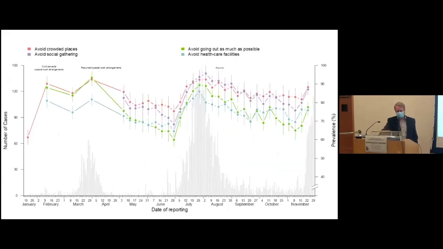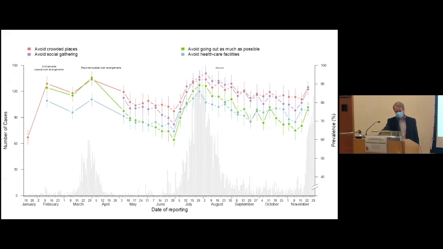So in terms of the behaviors that we looked at, we've got here in red, avoided crowded places. In purple, avoid social gatherings. In green, avoid going out as much as possible. And in blue, avoid healthcare facilities, which is an unfortunate consequence of all the social distancing measures, that people often now miss their medical appointments and don't want to go and see the doctor. And each of these avoidance behaviors has been coming down between waves and then spiking and going back up again during epidemic waves. Jumped up during the 3rd wave, now jumping up again during the 4th wave.